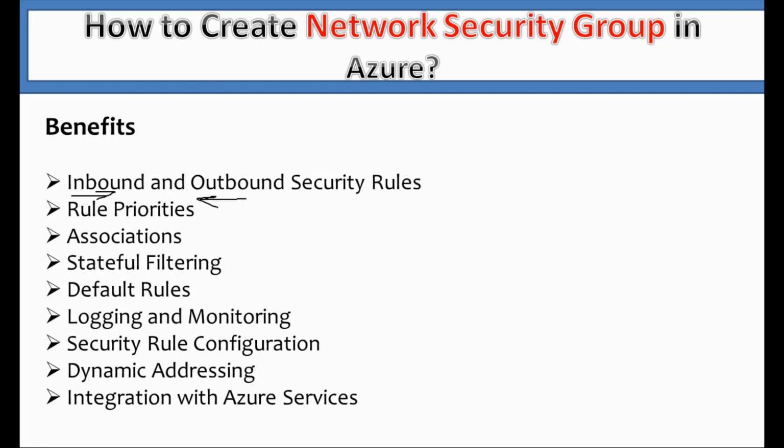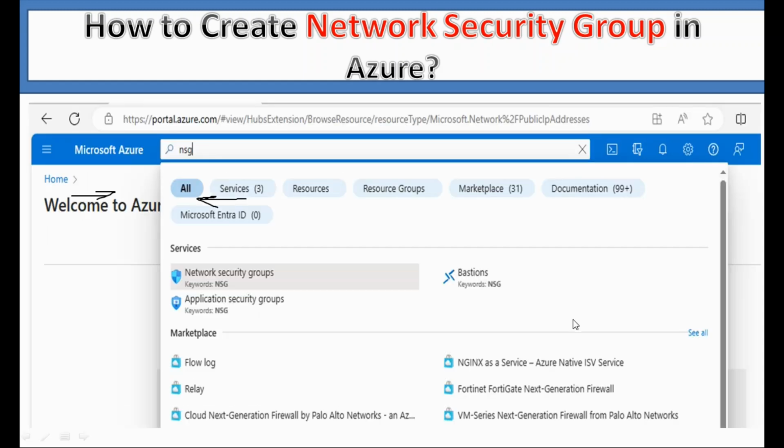Now moving on, let's look into how to create an NSG. To create an NSG, at first we need to log in to the Azure portal. To log in to the Azure portal, we can access portal.azure.com or we can even search in Google for portal.azure.com. Once we have the login page, from there we can use the login credentials, the username and password, to log in to the portal.